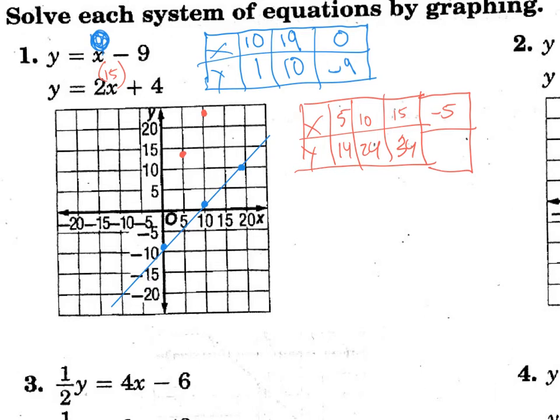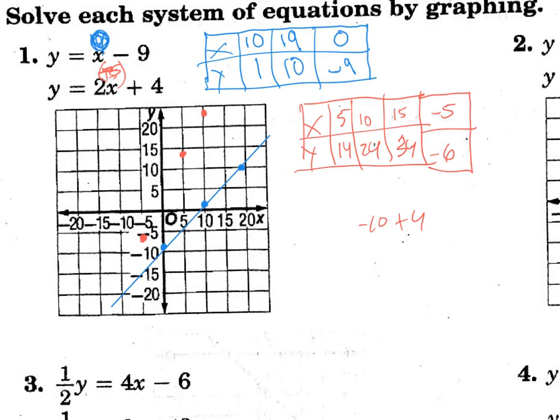Let's try negative 5. So if I put a negative 5 here, I get negative 10 plus 4. Notice they have different signs, so I should subtract them and use the sign of the bigger number. 10 minus 4 is 6. So negative 5, negative 6 would be about right here. That should give me enough dots to make a pretty straight line going through.